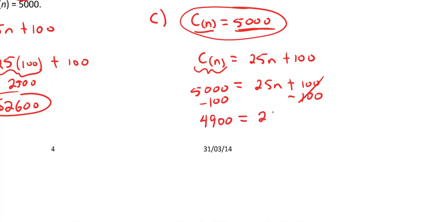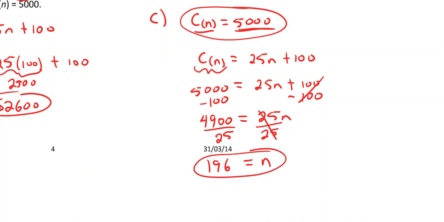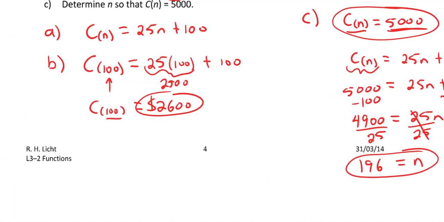and that's equal to 25N. Okay, one more step. Right now we're multiplying 25 by N. So we're going to divide both sides by 25. So divide by 25, divide by 25. 196 is my N value. So we just solved for how many people would have to come in order to make $5,000. Wow. That's our N value, 196. That's a lot of people.